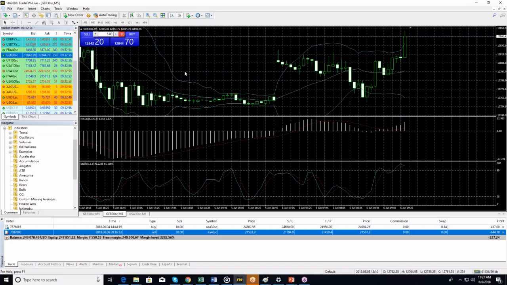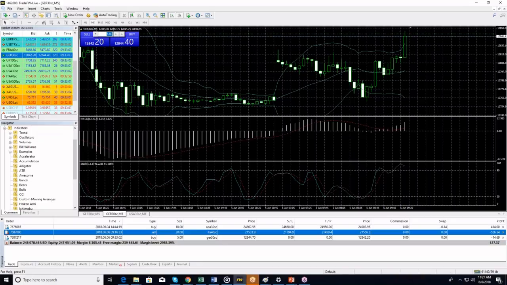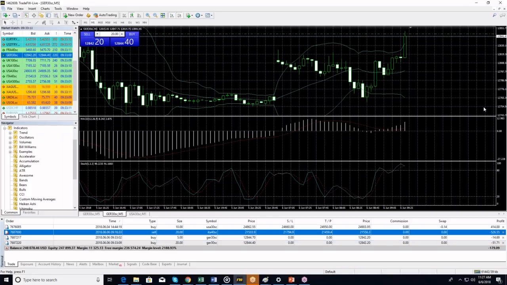Oh, we missed the opportunity here. Oh, we missed. Okay, I know that this will go up, so we will enter a buy position on DAX. We opened a buy position on DAX. Oh, we missed the opportunity while talking.